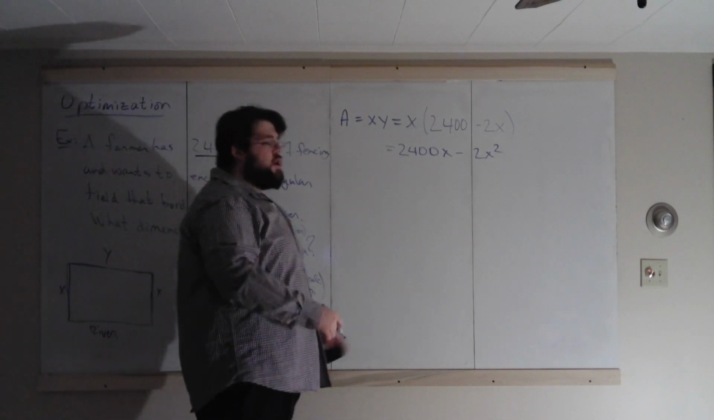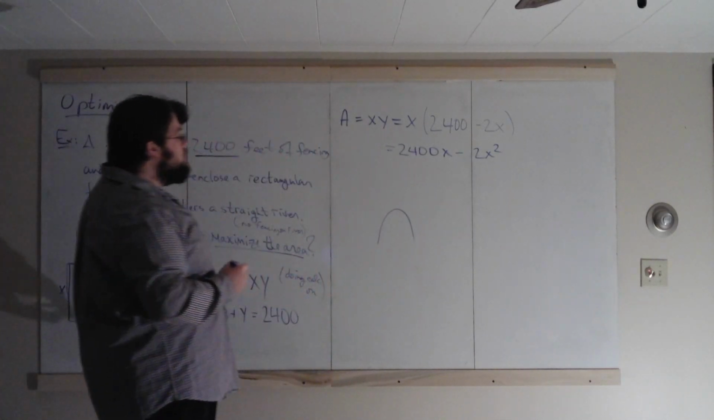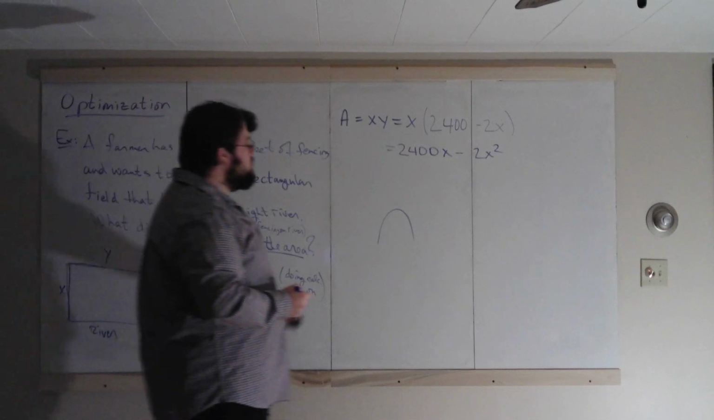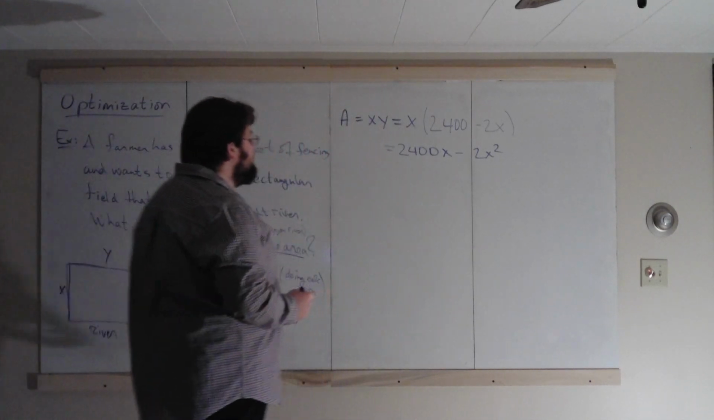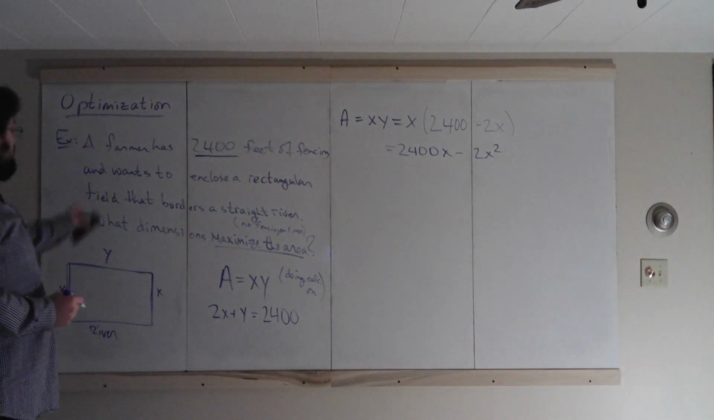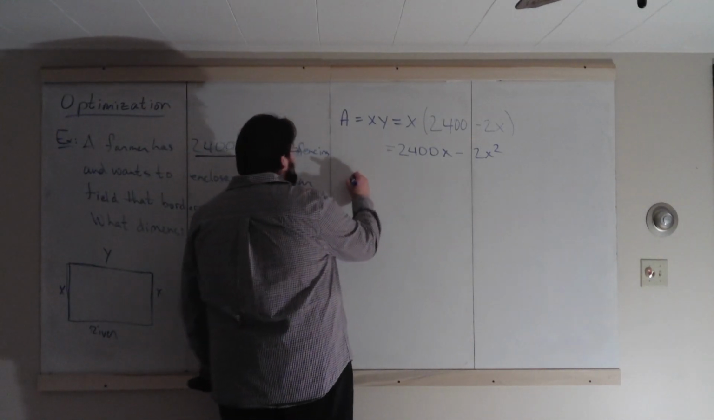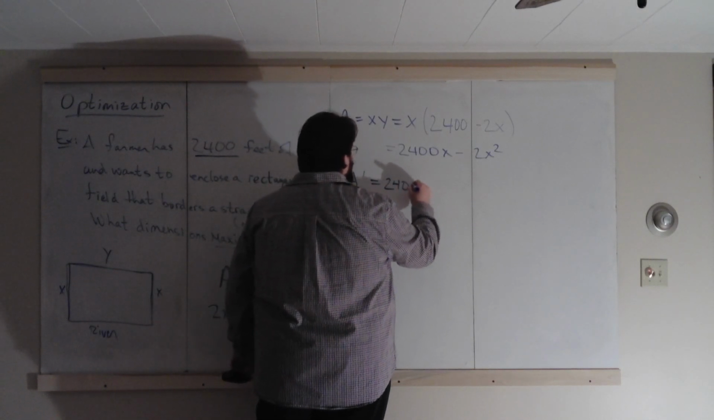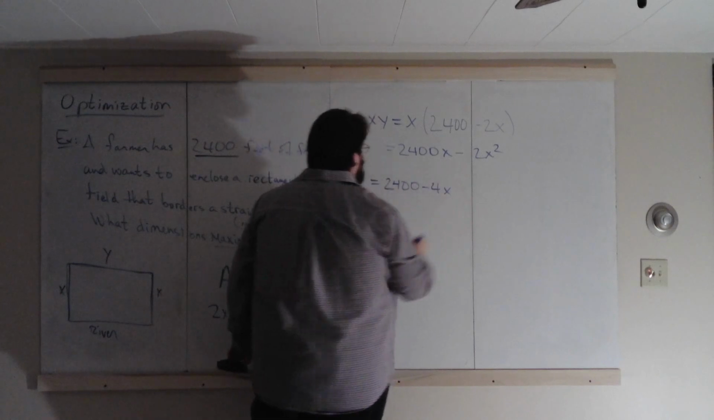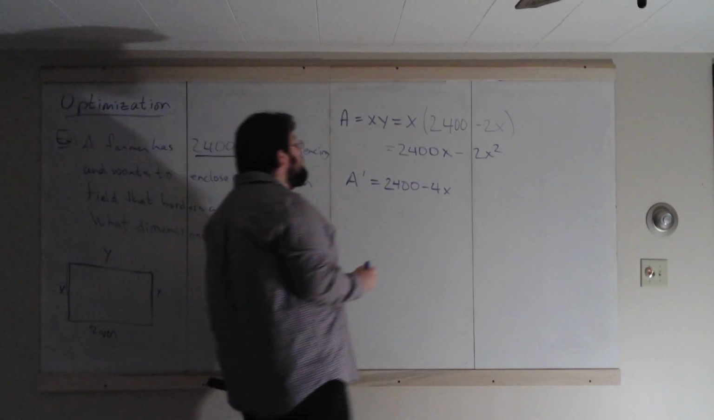Well, now we know how to maximize functions of one variable. We're going to want to show that it looks like this, because that'll give us a maximum. And we then want to make sure we answer the question, what dimensions maximize the area? We need an x and a y. So let's do the first derivative. 2,400 minus 4x. We want where it's 0 and where it's undefined. It's never undefined.